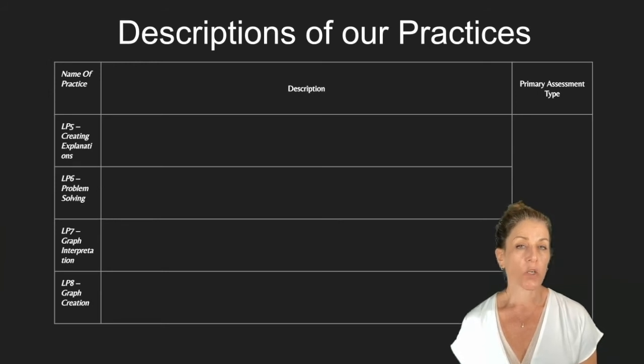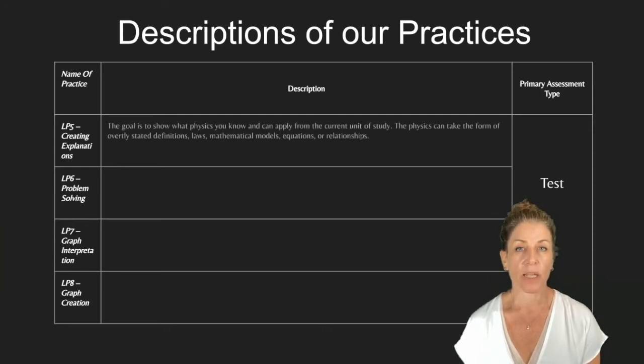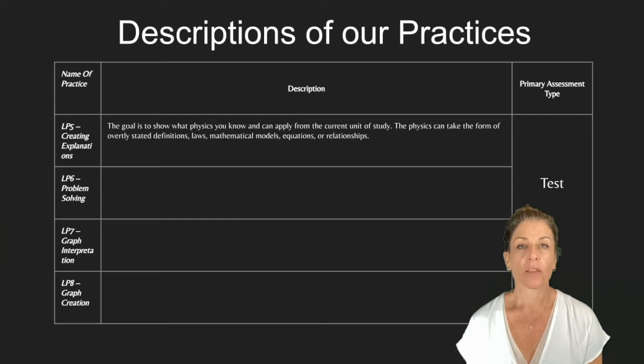So when you hand in a quiz or a test, which I call checkpoints, you will get a score on each of the following 4 practices. First, creating explanations and making predictions. The goal is to show what physics you know and can apply from the current unit of study. The physics can take the form of overtly stated definitions, laws, mathematical models, equations, or relationships.